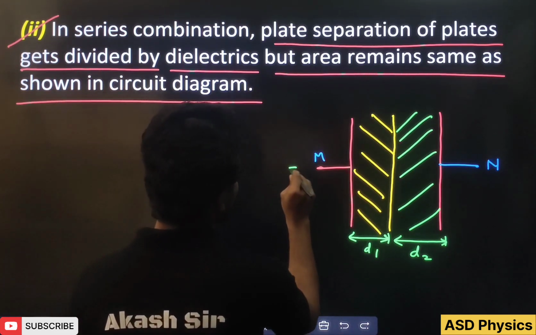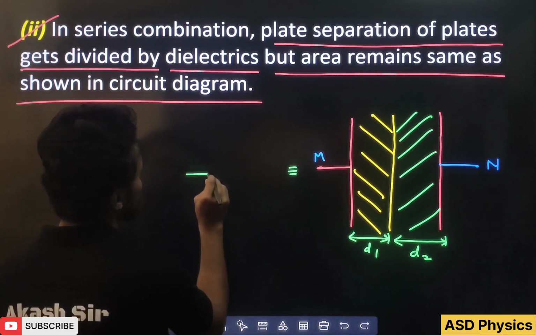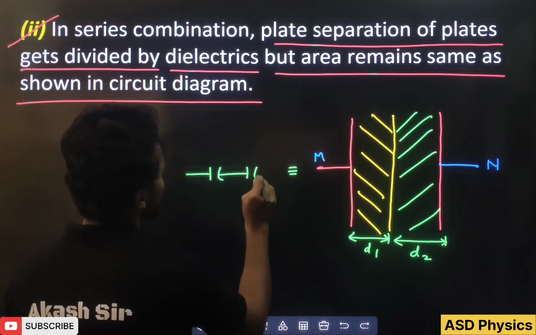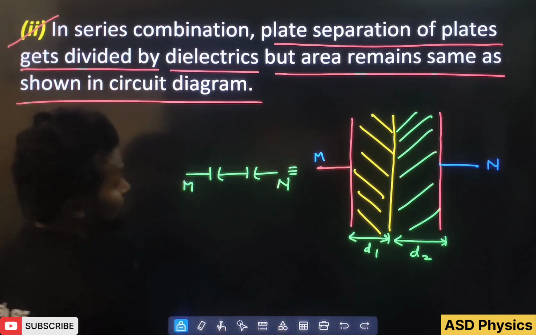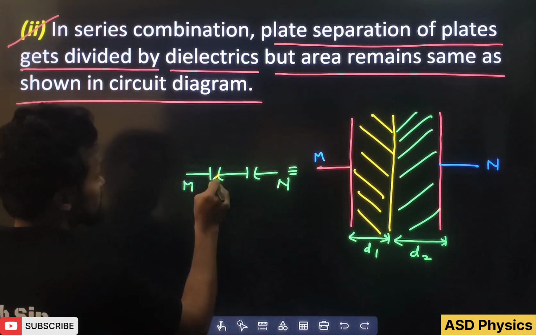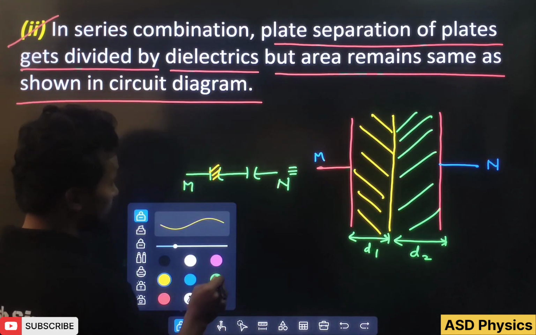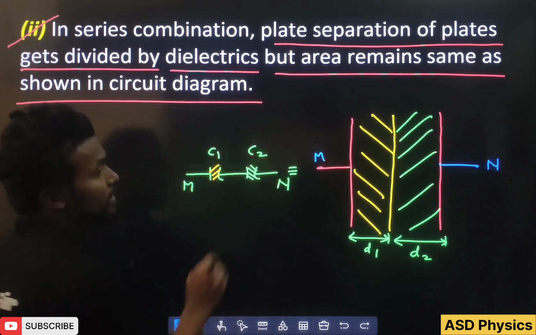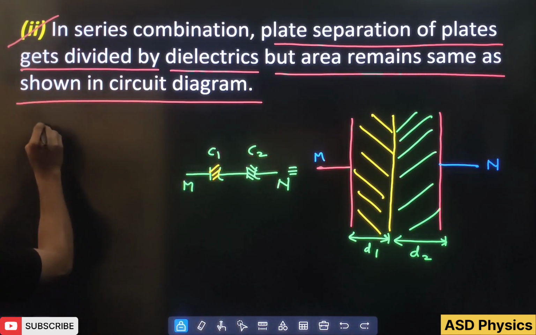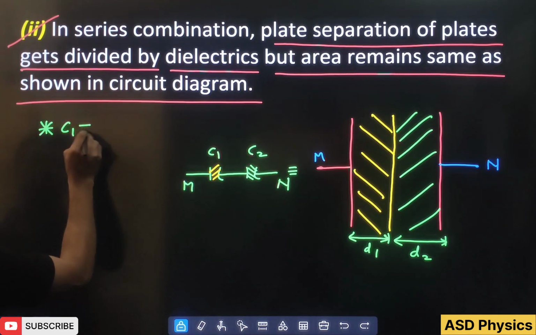Okay students, if I draw the equivalent diagram, it will go like this. Two capacitors will be there, with terminal M here and terminal N here. The colors I have put are yellow and green. So two capacitors, let's take C1 and C2. So we can write C1, how much here?